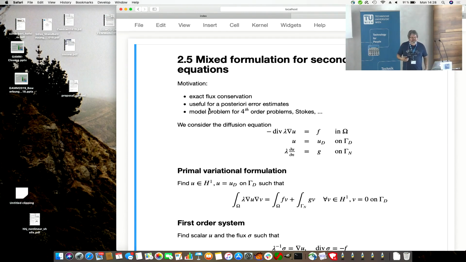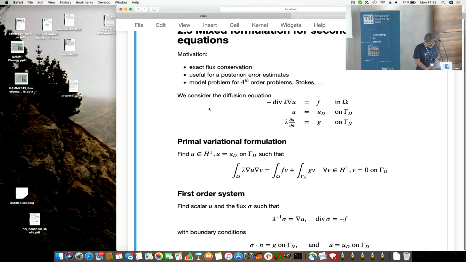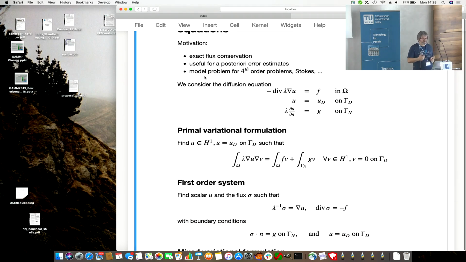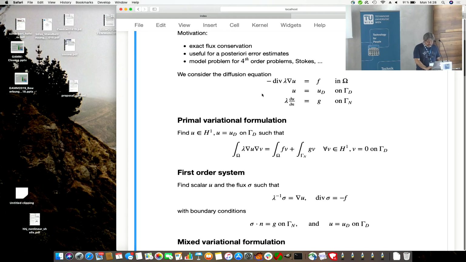So a mixed method is a method which allows to have exact flux conservation. What is produced goes through the edges. It has uses in a posteriori error estimates. And it's a model problem for many more complicated problems, like first-order problems, Stokes equations. Okay, we consider the second-order equation, the diffusion equation, as a model problem.